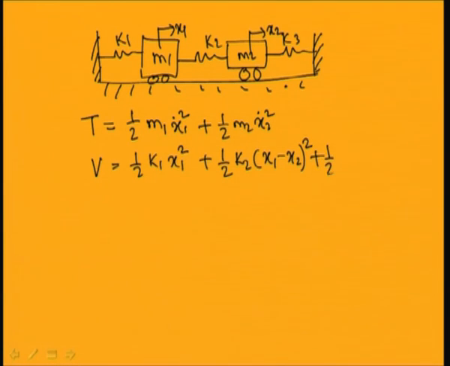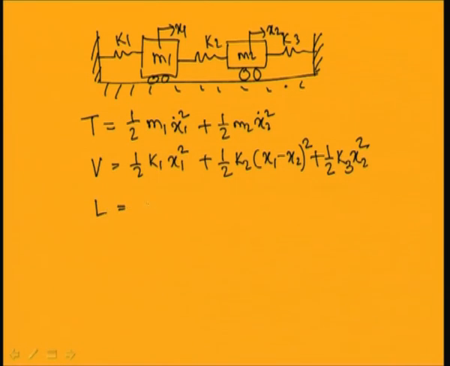So, for this third spring, you can write the potential energy equal to half k3 x2 square. So, this spring has a displacement of x1, the second spring will have a relative displacement, that is x1 minus x2, and the third spring will be displaced by x2. So, the potential energy of the system becomes the summation of the potential energy of these 3 springs, and the kinetic energy equals the summation of the kinetic energy of the 2 masses. So, now the Lagrangian of the system can be written as T minus V.